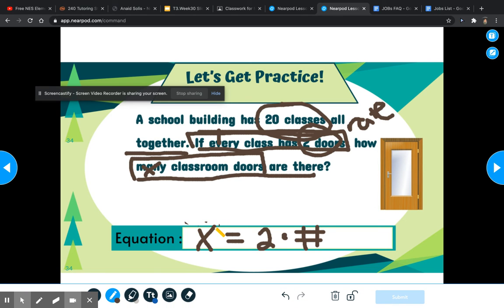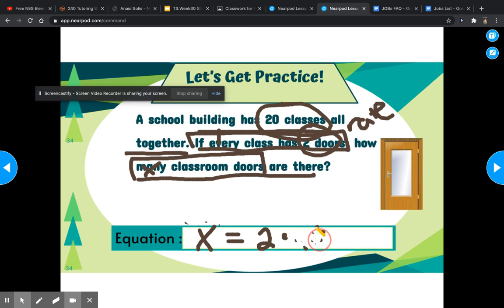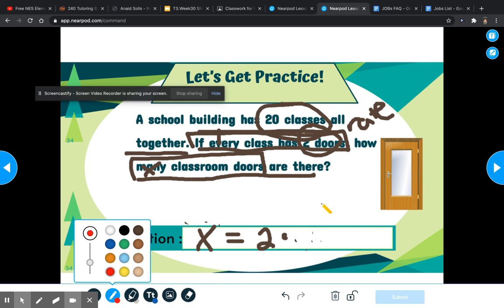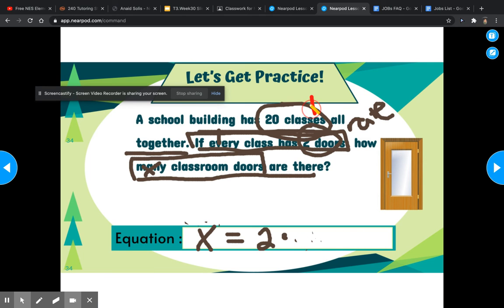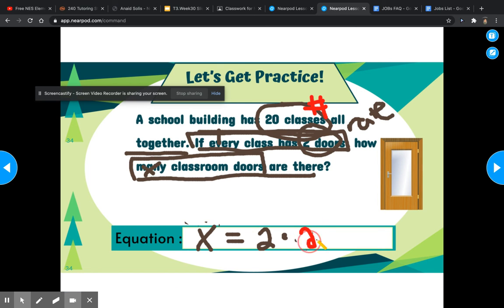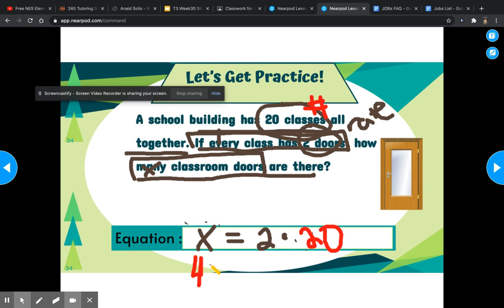So our total would be an unknown value, which is a variable. And we know that to get that unknown value, we would have to multiply the two doors times how many classrooms there are to get the total. And there's 20 classes. We know that from our sentence above here. This is a hashtag, which stands for number. And let's say 2 times 20 would be 40. And we usually know that our bigger number is usually our total.